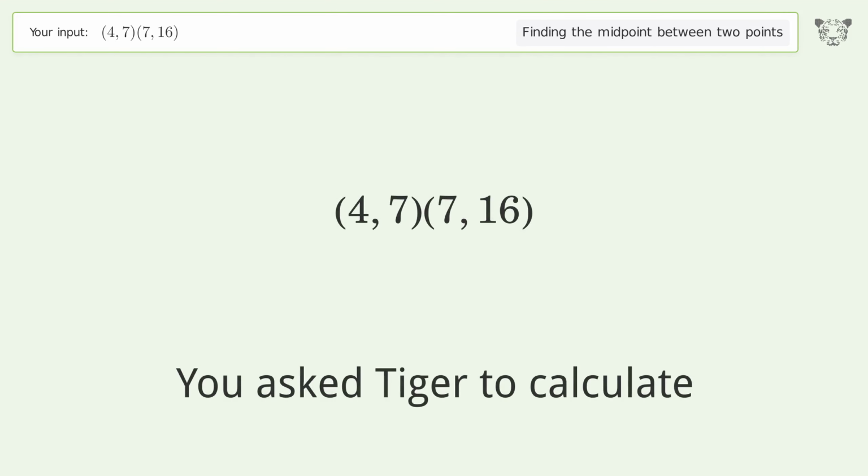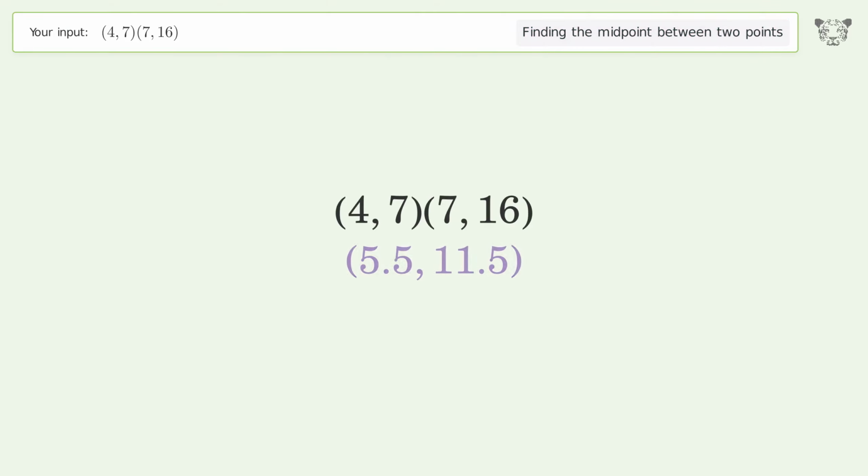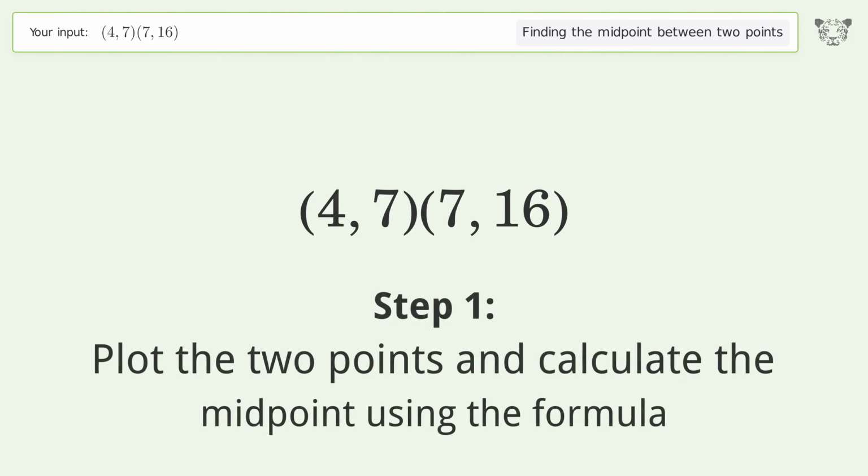You ask Tiger to calculate. This deals with finding the midpoint between 2 points. The midpoint between the 2 points is 5.5, 11.5. Let's solve it step by step. Plot the 2 points and calculate the midpoint using the formula.